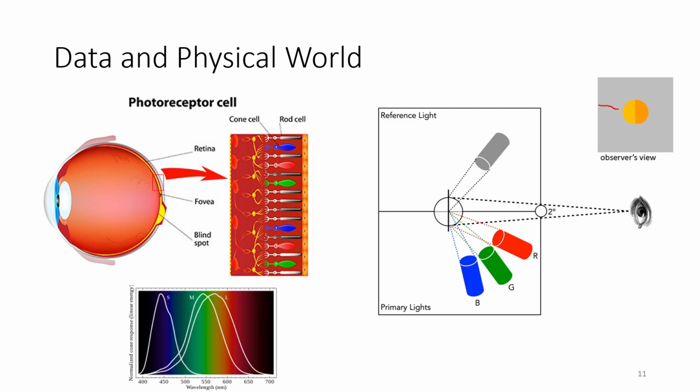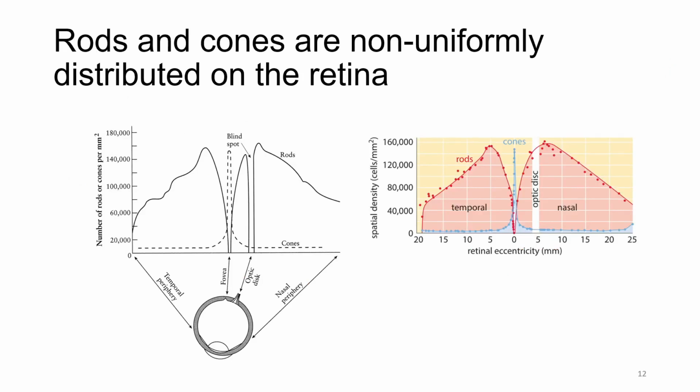So for this side, the subject can adjust the intensity of the 3 kinds of light sources. And for the other side, it is fixed. It is controlled by the scientist. So the question: why do they use such a small hole? The reason is that the rod and the cone cells on our retina are non-uniformly distributed.